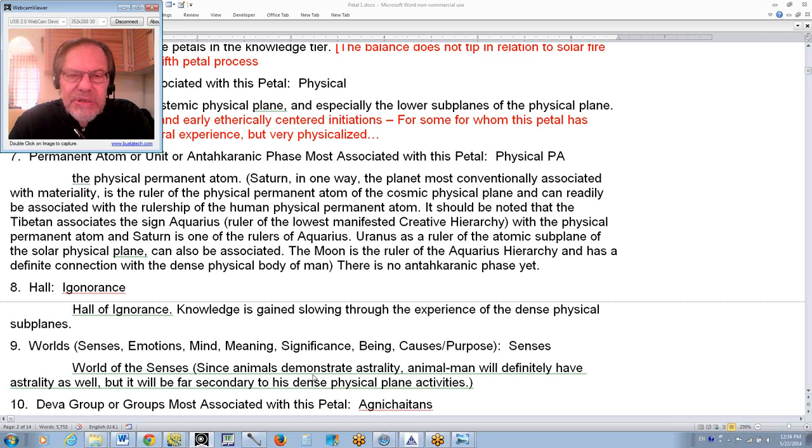So we're in the world of the senses, and since animals demonstrate astrality, animal man will definitely have astrality as well, but it will be far secondary to his dense physical plane activities, and when he has astrality, it will be very physical in nature. It may even relate to the densest two subplanes, 6 and 7, where DK tells us we really should not be focused, at least not now, and that matter of that type should play no part in our astral bodies, presumably the astral body of those who are in the Aryan consciousness.